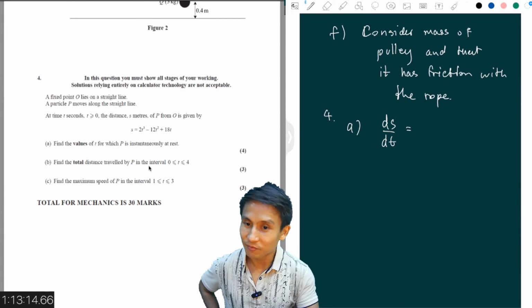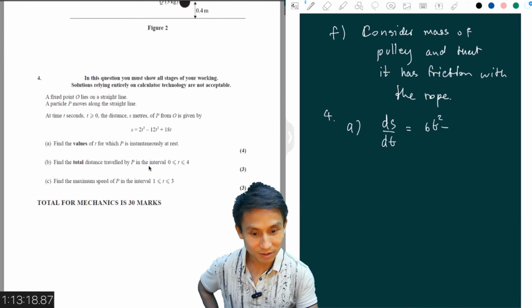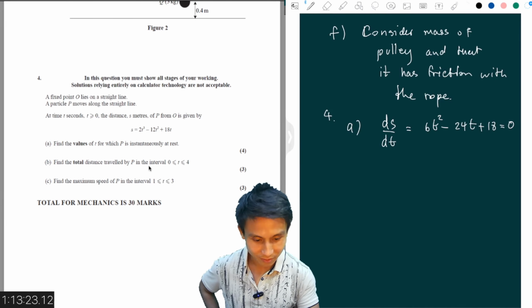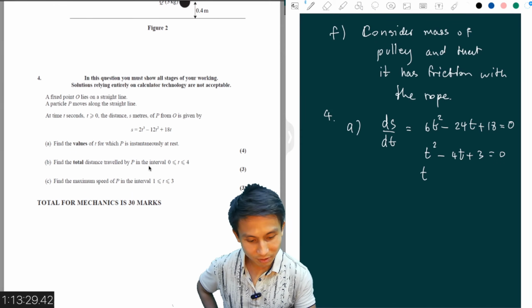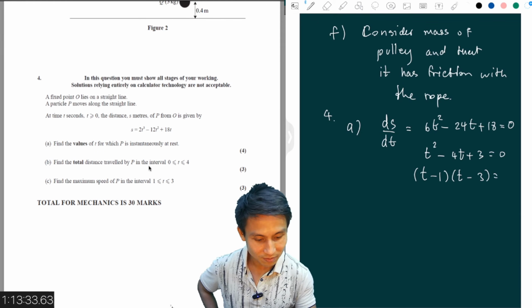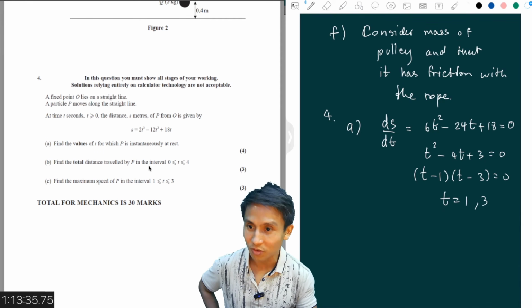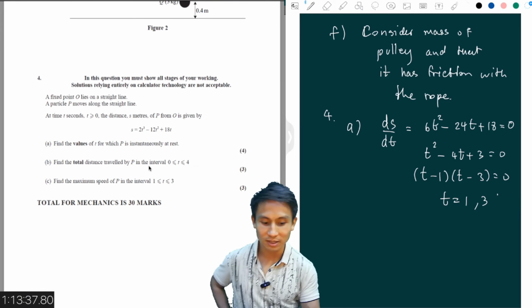So we equate it to 0, and that is where we want the answer. It's just 3 multiplied by 2, we get 6t squared, minus 2 multiplied by 12, we get 24t, plus 18. We equate that to 0. I'm just going to simplify by 6 first, so I get this. And then I'm going to factorize that. So this is t minus 1 and t minus 3, basically. So t equals 1 or 3. The values of t, yeah, that's done.